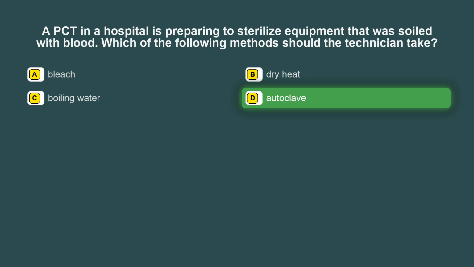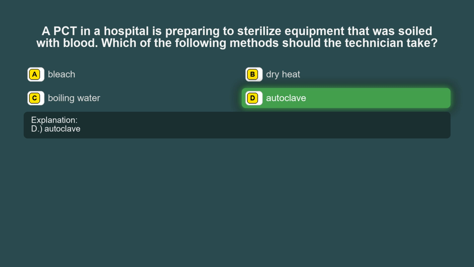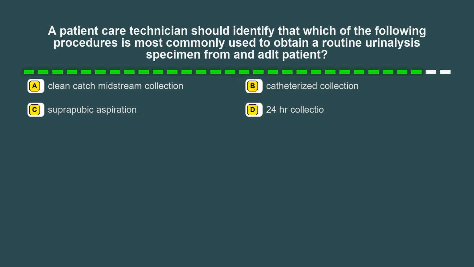The correct answer is option D, autoclave. Question 67. A patient care technician should identify that which of the following procedures is most commonly used to obtain a routine urinalysis specimen from an adult patient. Option A, clean catch midstream collection. Option B, catheterized collection. Option C, suprapubic aspiration. Option D, 24-hour collection.